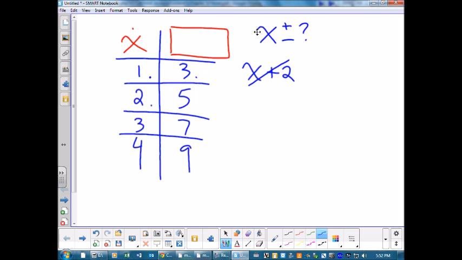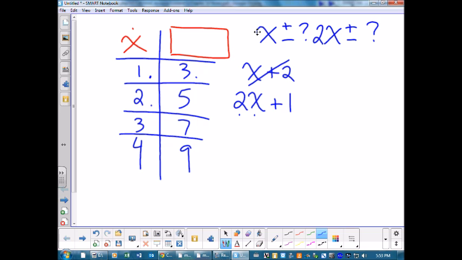So then the next one we're going to try is 2x plus or minus a number. So let's try it. 2 times x. So let's go back here. Let's look at x as number 1. So if x is 1, 2 times 1 is 2. And then what would we have to do to it to get to 3? 2 times 1 is 2, plus 1. That's right. Okay, plus 1.